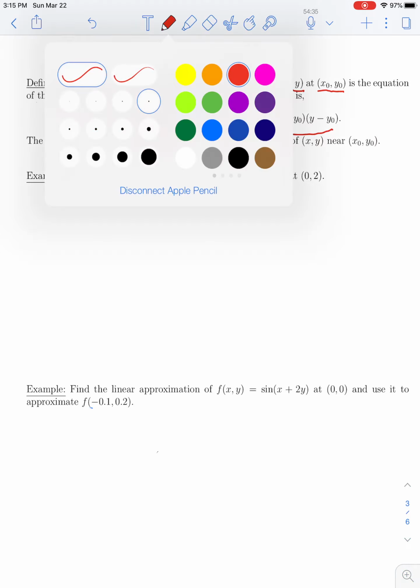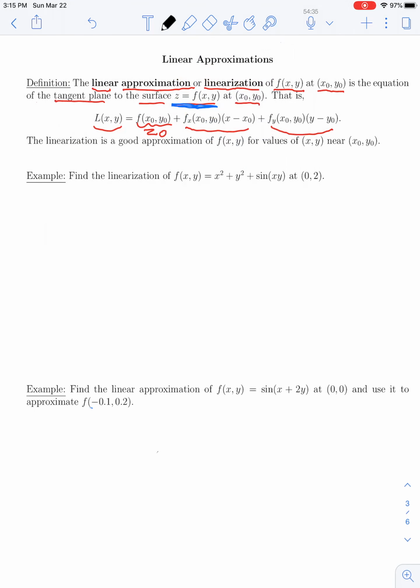So in this next example, we are asked for the linearization of the function x squared plus y squared plus sine of x y at the point 0, 2. So this point 0, 2 is our point x naught, y naught. And in this example, we were not given our z naught coordinate. So to find z naught, we're going to evaluate our function f at the point x naught, y naught, which was 0, 2. And we find that this value is 4.